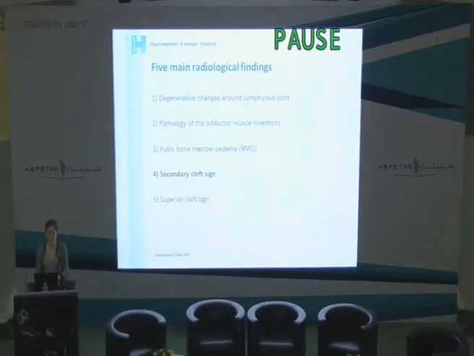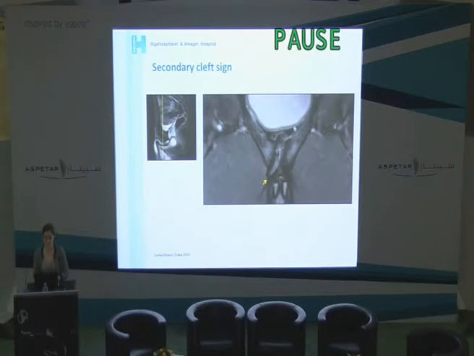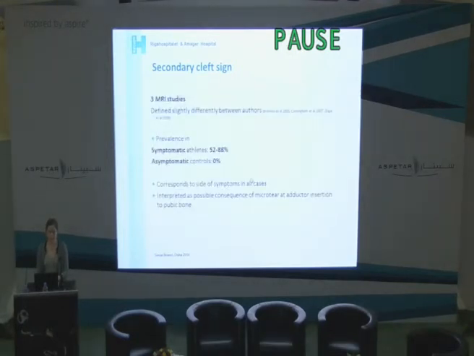The fourth type of radiological finding described is the secondary cleft sign, and the secondary cleft sign is visible on coronal fluid sensitive sequences as a curvilinear area with a signal intensity of fluid that extends inferiorly and laterally from the inferior margins of the pubic symphysis. The secondary cleft sign has been found in 52, 67, and 88% of symptomatic athletes in 3 different studies, and in all cases the secondary cleft sign would be present on the symptomatic side of those athletes. The secondary cleft sign was reported in none of the asymptomatic controls in the studies that had control subjects.